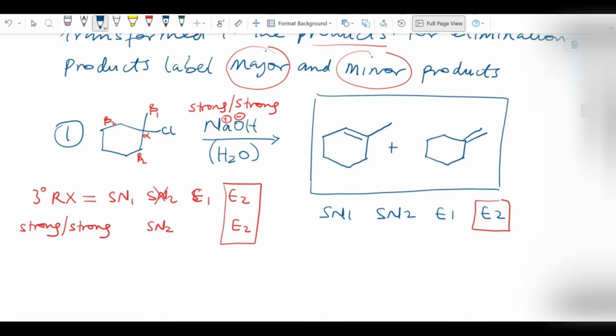Now, the question says that whenever we form elimination product, we should label the major and minor product. So the major product is the more stable alkene, whereas the minor product is the less stable alkene. The more stable alkene, or the major product, is the alkene that has more substituents. So the more substituted alkene will be the major product. To determine the substituents on this alkene, you will look at how many carbons are directly attached to the alkene with the double bond. So here it's 3. So we have this carbon, and this carbon. So this is a trisubstituted alkene.